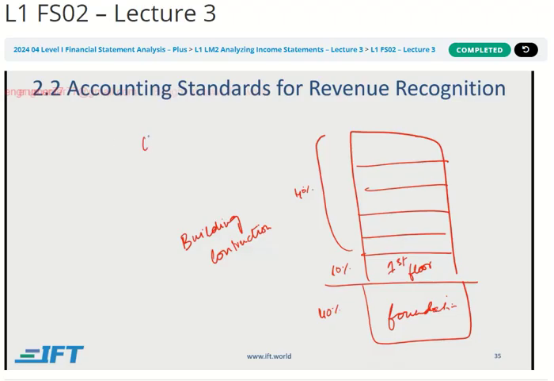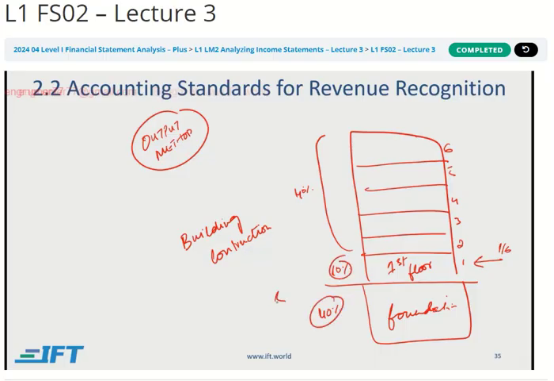Now, if we were doing the output method to recognize revenue, we would say, okay, as the first floor is done, and let's say we are making 1, 2, 3, 4, 5, 6 floors, from the perspective of the output method, first floor is done, so we're going to recognize 1/6 of the revenue. But that would be unfair because in terms of our cost, 50% of our cost has been incurred in just completing the first floor, because 40% has gone into making the foundation. So some companies don't prefer to use the output method as the method to recognize revenue.